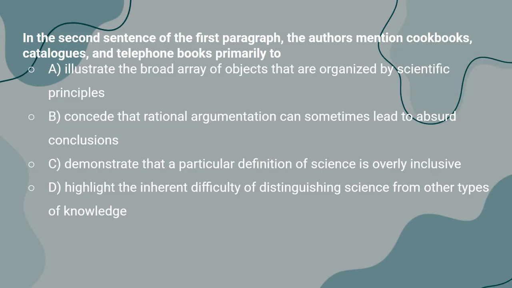That one's also true. However, this is about saying science is overly inclusive. Science is about too much here. So that's why the answer is going to be C, demonstrate that it's overly inclusive. All 4 are very good answers. I'll say this is a very challenging question. However, this is very important to understand.